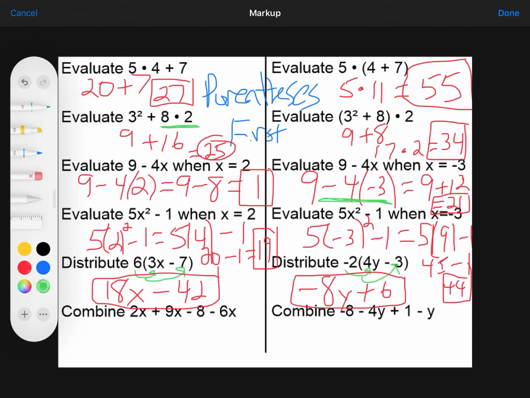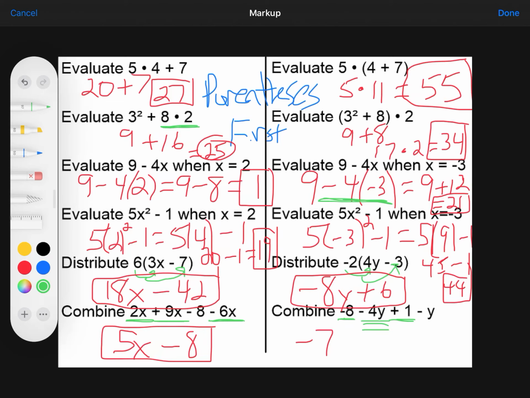And like the first page, combining like terms is very easy. 2x, 9x, minus 6x. Careful, 2 plus 9 is 11. 11 minus 6 would be 5x. And then we still have the 8. Minus 8, not plus 8. Combine things together. Negative 8 plus 1 is negative 7.